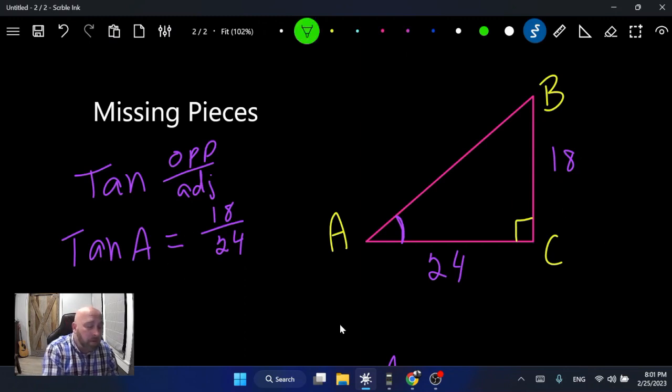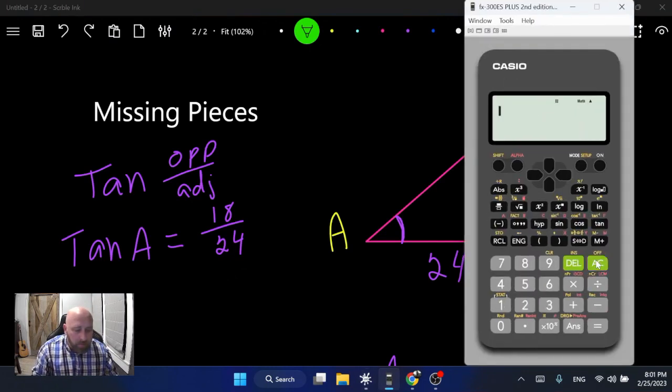But remember, from a couple lessons ago, we are looking for the angle. In other words, we have the ratio, but we need the angle. Do you remember how to do that on the calculator? Since we're using tangent, we're going to do shift tangent. We have to do tangent inverse because we want the angle, okay? And so then we'll just do 18 divided by 24, close that parenthesis, and say equals.